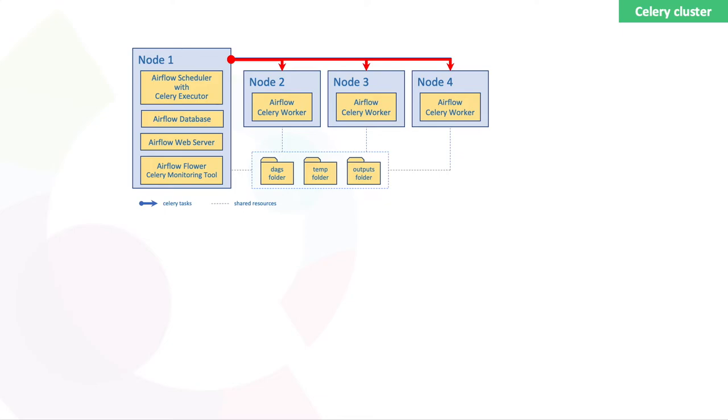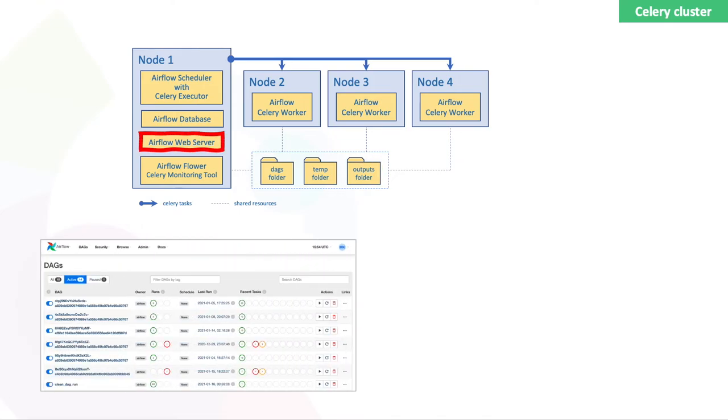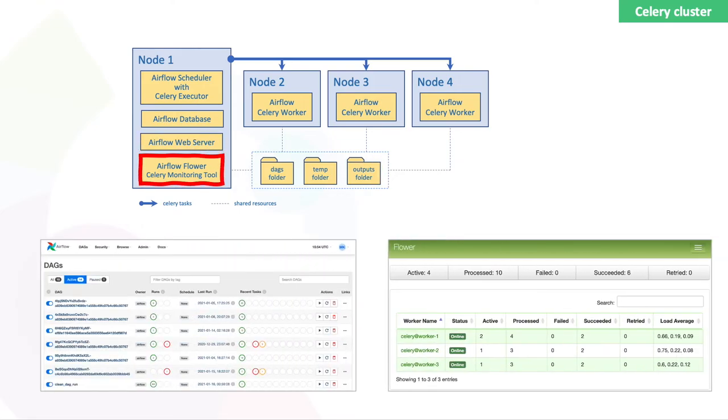Whenever an arbitrary worker pulls a new task from the queue, it runs the task and returns the execution results to the temp folder. The final step will move results to the output folder. Node 1 can optionally run the Airflow web server and the Celery monitoring tool Flower to provide users with the pipeline execution details.